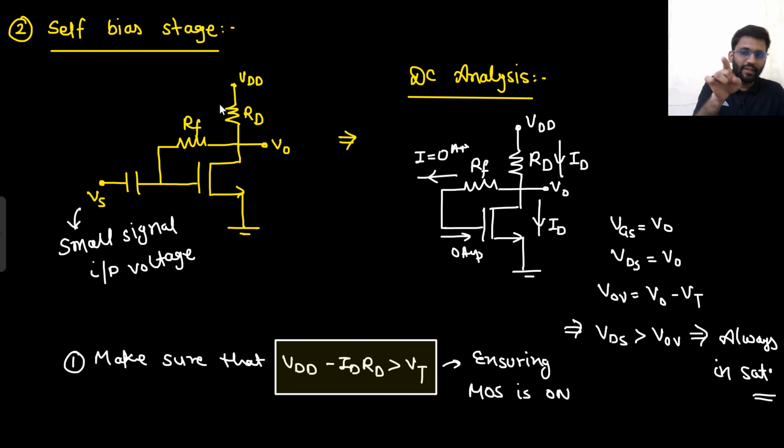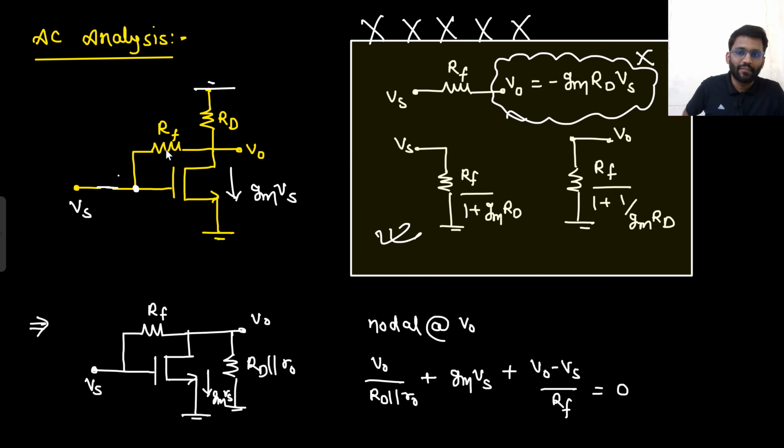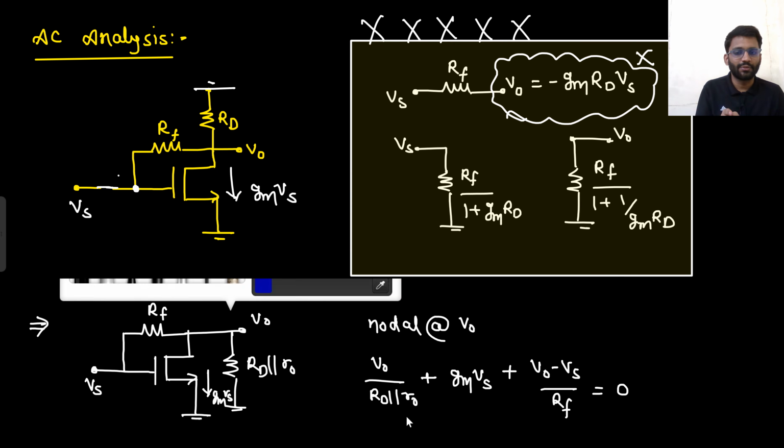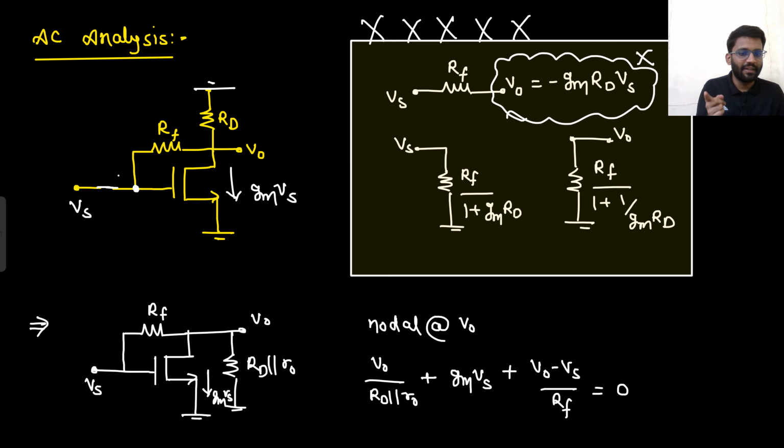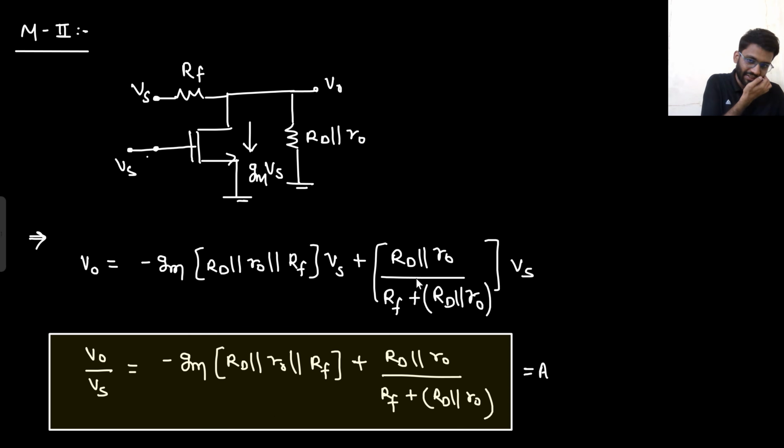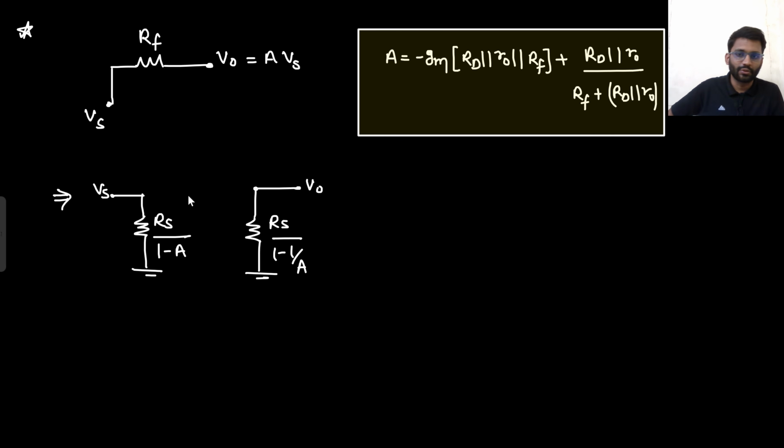But here, if we connected Rf, the gain changed. If Rf was not there, the gain would have been minus gmRd. But if Rf is connected, then the gain has changed. Previously the gain was minus gmRd, now the gain has become this much. So if the gain is changed, then this value of resistance will also change. This is not Rs, this is Rf.